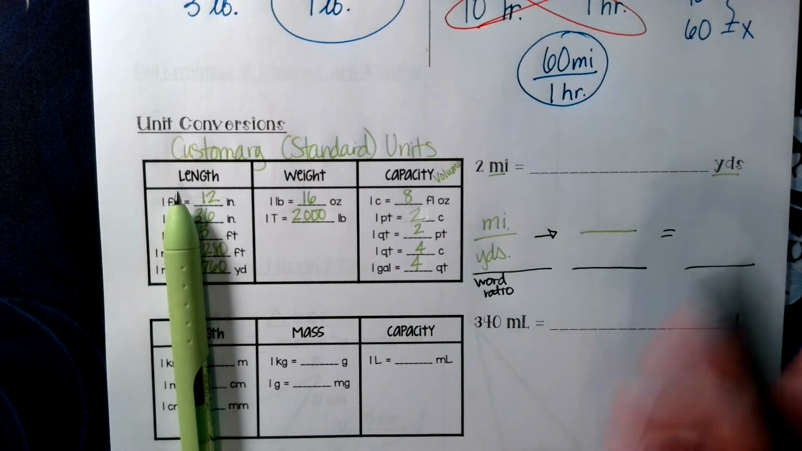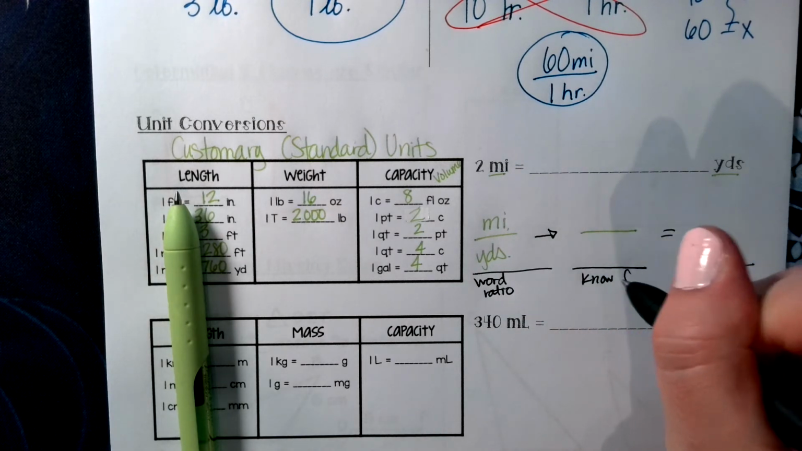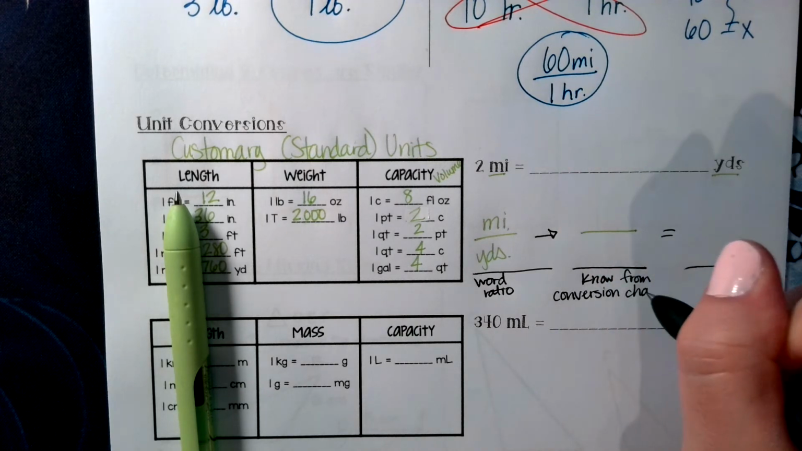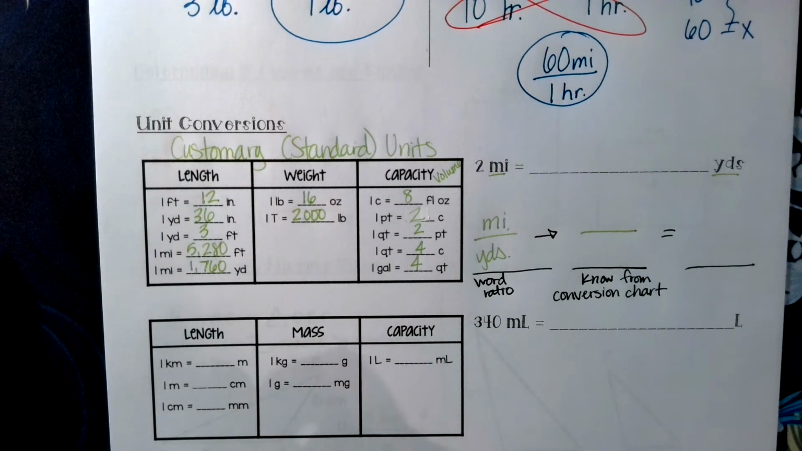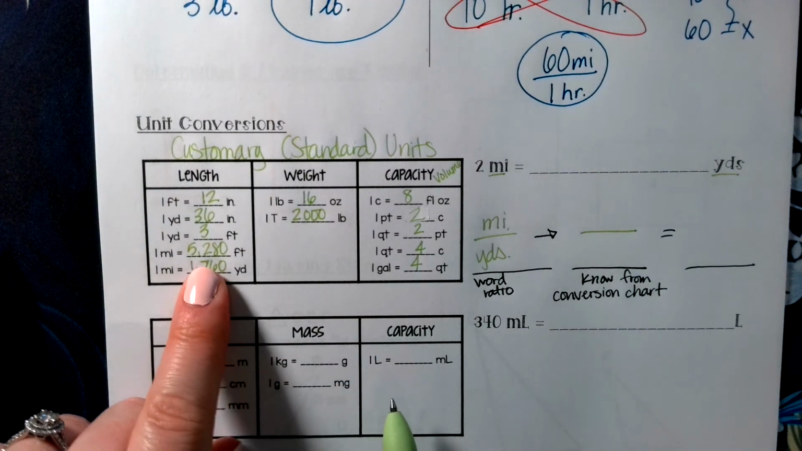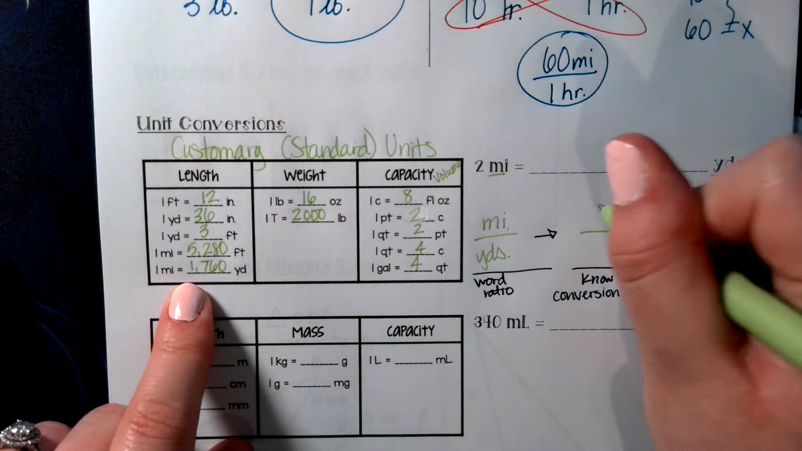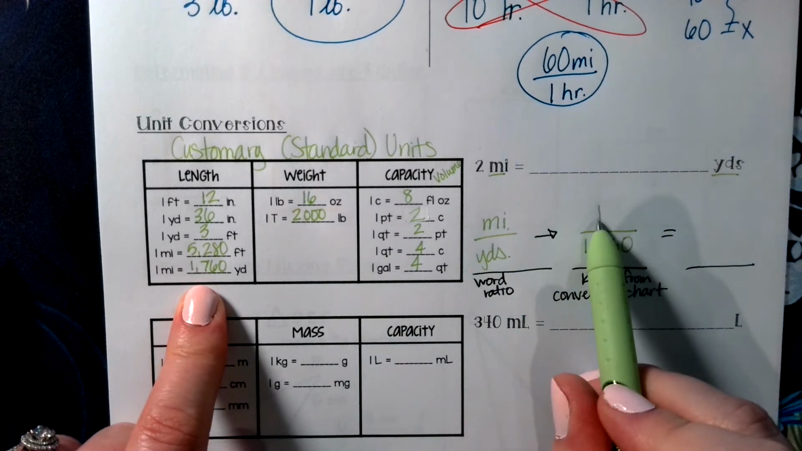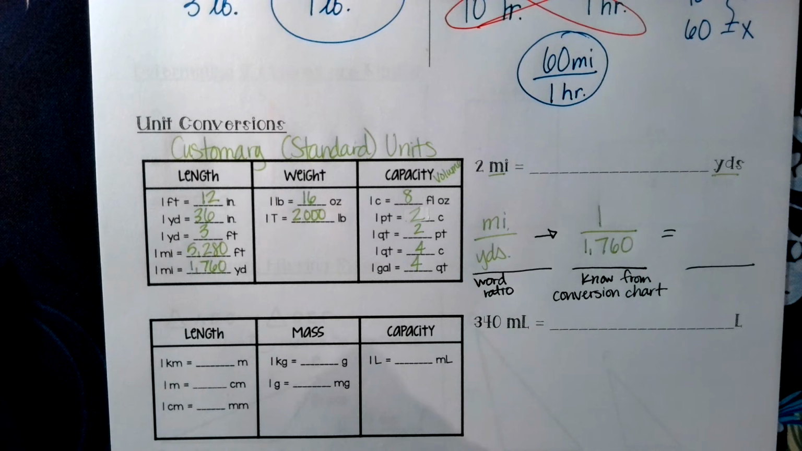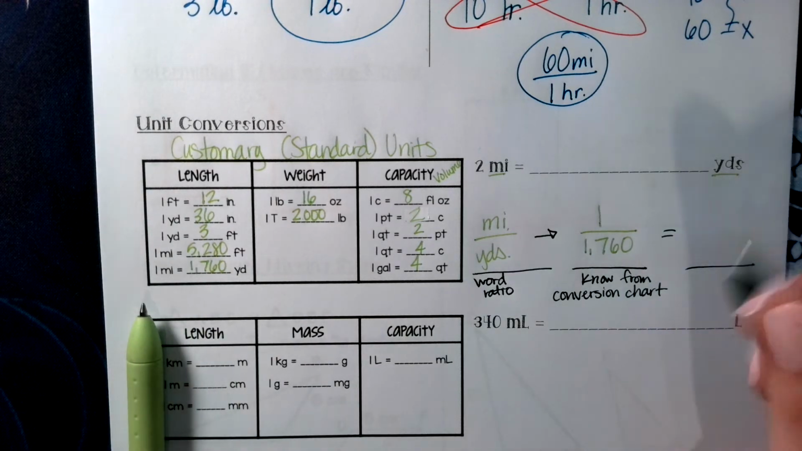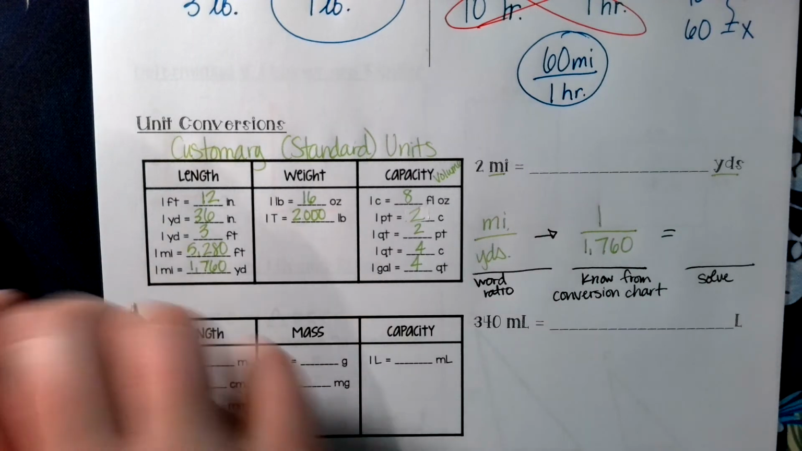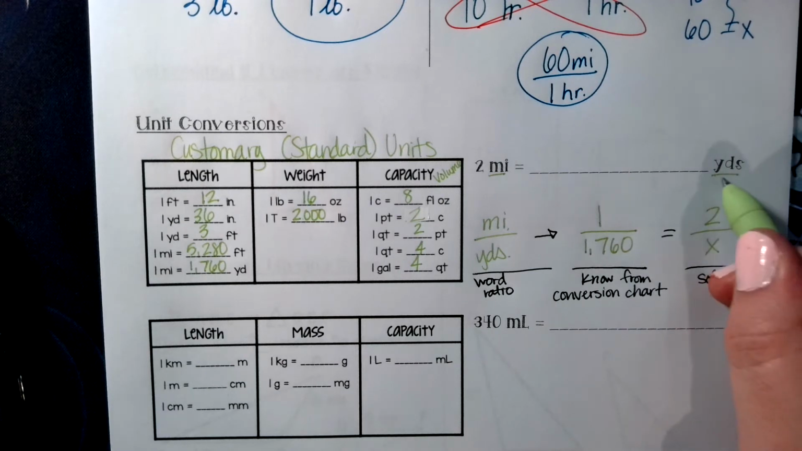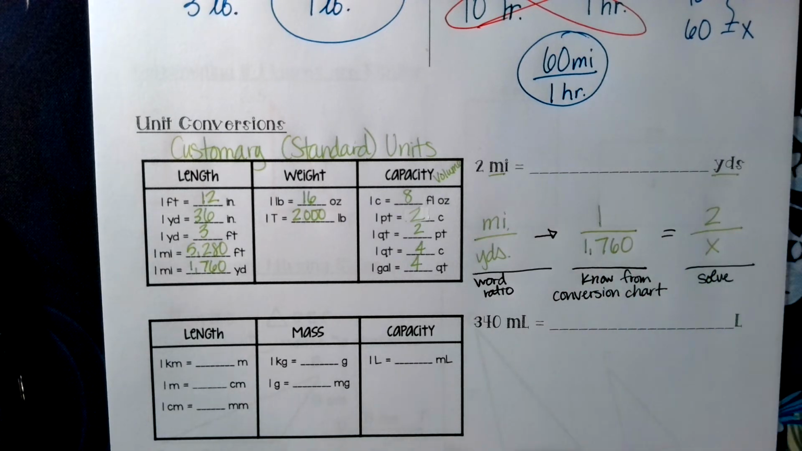Now we need to plug in our numbers for what we know from the conversion chart. So if I come over here, I see that 1 mile is 1,760 yards. Again, the mile number has to go on top, the yards number has to go on bottom. And then our last blank, that's what we're trying to solve for. We're trying to solve for 2 miles is how many yards. We don't know how many yards, that's going to be our variable.